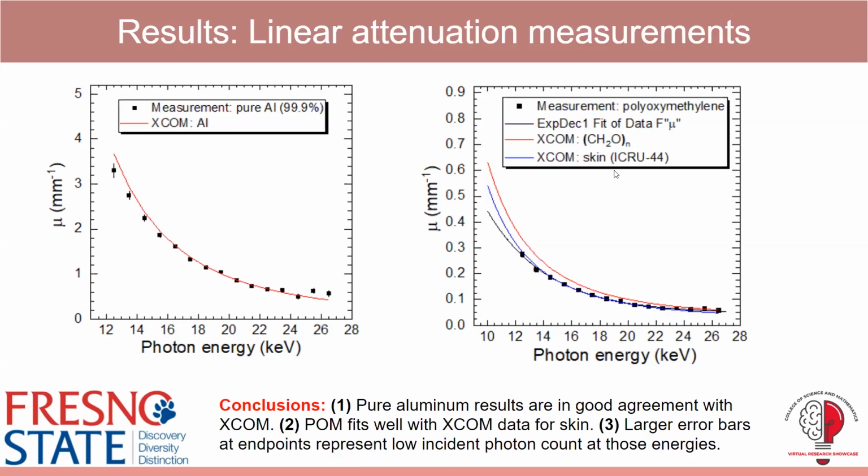Over here, we have the measurement for polyoxymethylene, and we see that this fits the XCOM data for skin fairly well, and not so much for the chemical formula of POM, or polyoxymethylene. And we also see that at our endpoints, we tend to have larger error bars, and this could be because we have much less photons coming out of our X-ray tube at those extreme endpoints. Most of our photons are around this 20 keV range.